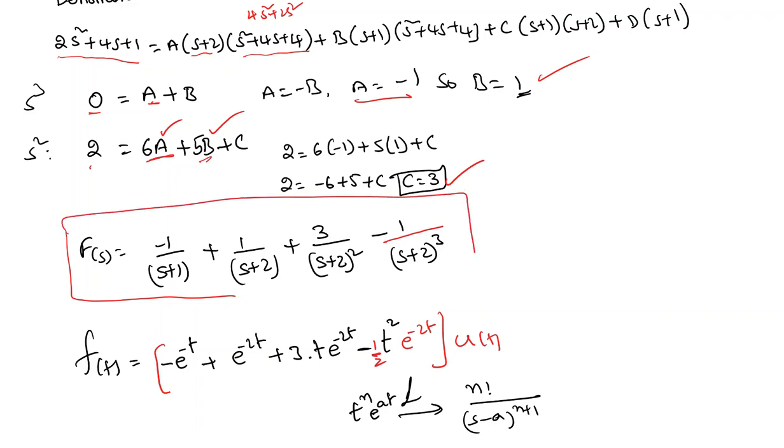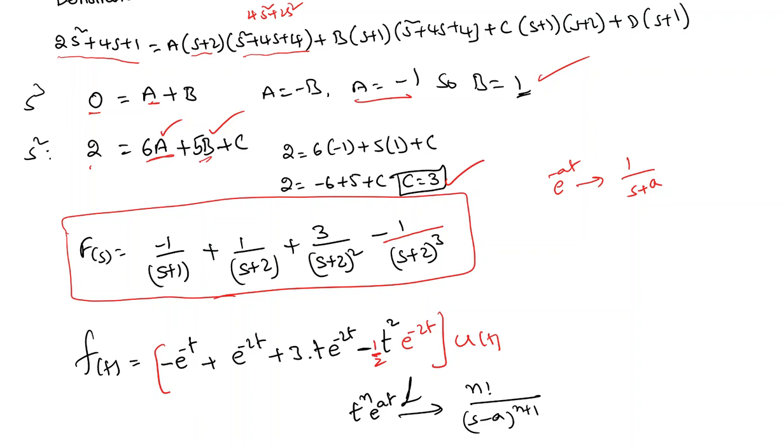Okay, so converting to the time domain, 1 over (s + 1), e to the power of minus at is nothing but 1 over s plus a. Let me put it as at, e to the power of minus at equals 1 over s plus a. So here I have s + 1, a equal to 1, so e to the power of minus t. Same thing here, the second one, e to the power of minus 2t.